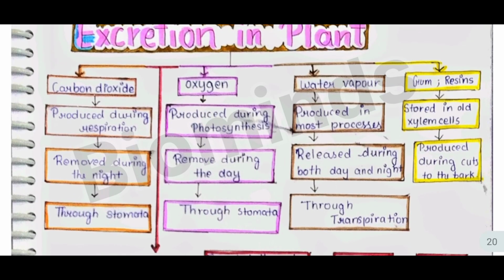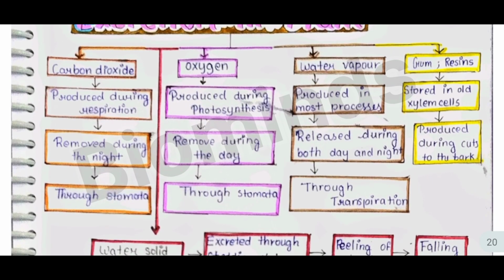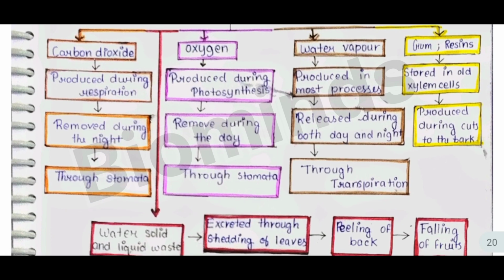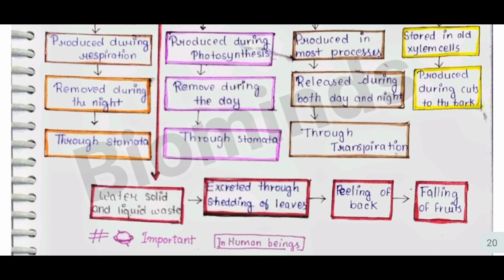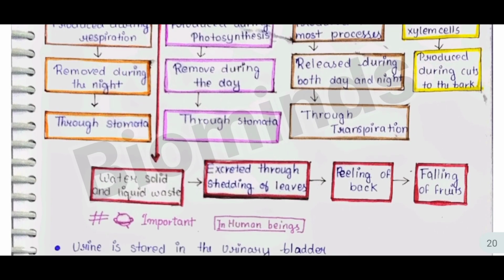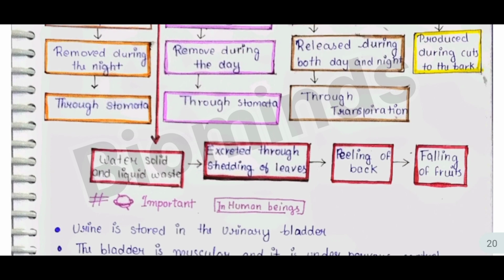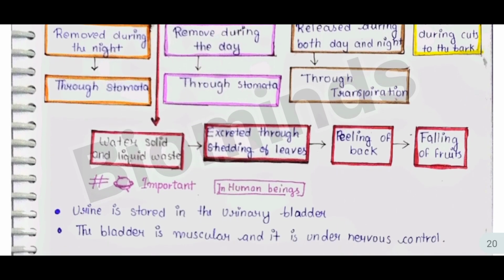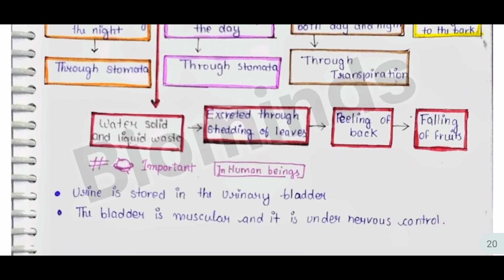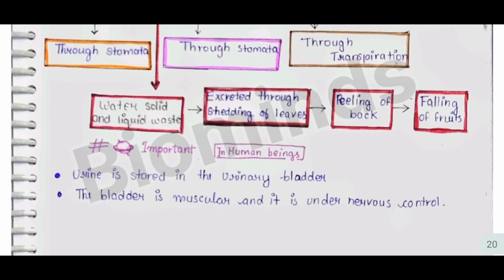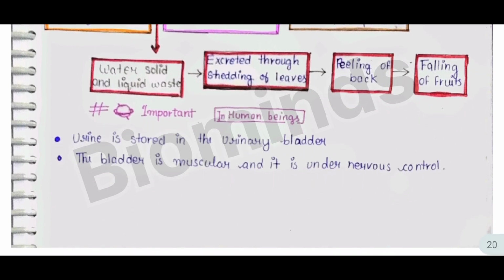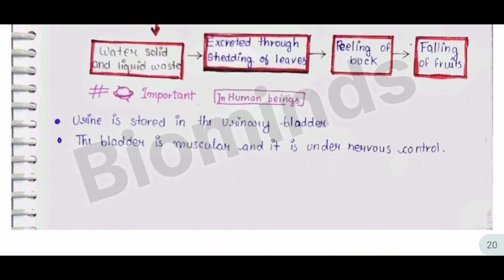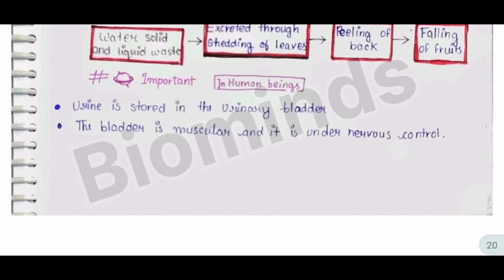Then, excretion in plants: carbon dioxide, oxygen, water vapor, gum and some resins. Carbon dioxide produced during respiration is removed during the night through the stomata, and oxygen produced during photosynthesis is removed during the day through the stomata. Water vapor produced in most processes is released during both day and night. Gum and resin, produced when the bark is cut, are stored in old xylem cells.